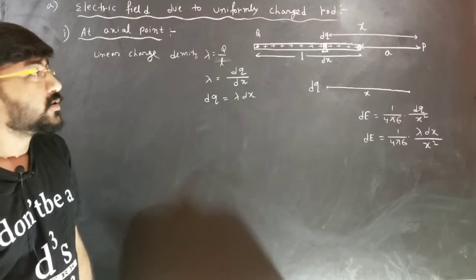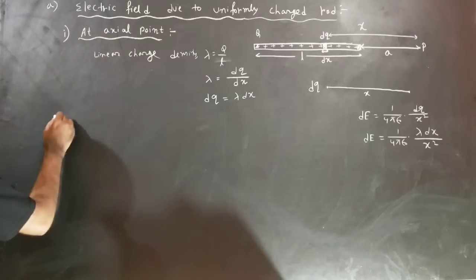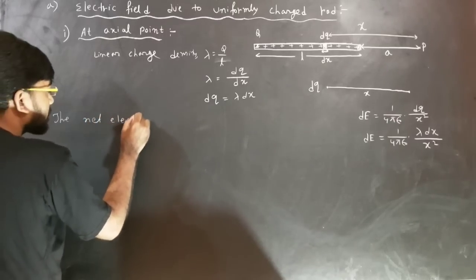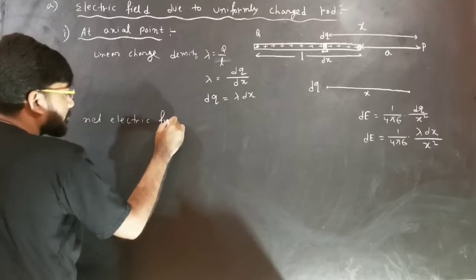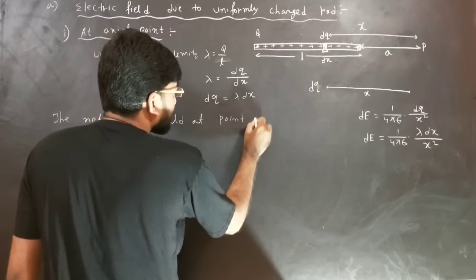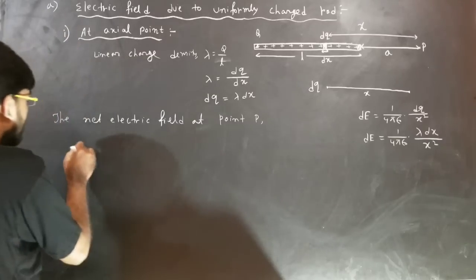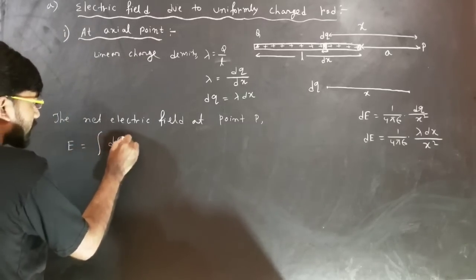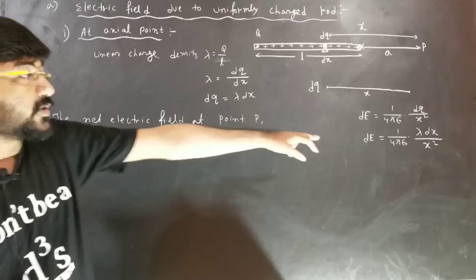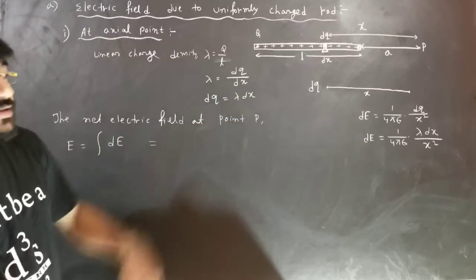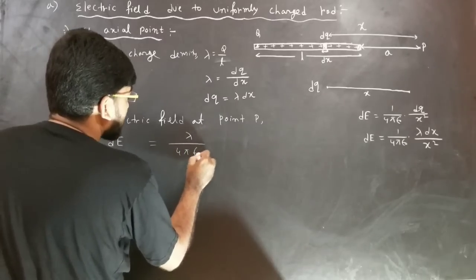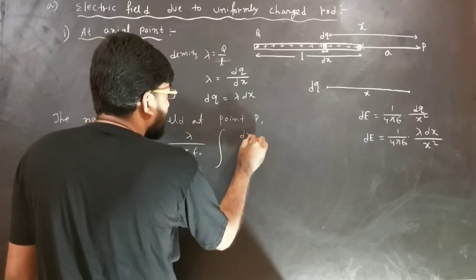expression. So the net electric field at point P will be E, that is the integration of dE, and that will be 1 by 4 pi epsilon naught. We can take common 1 by 4 pi epsilon naught and lambda, because lambda is also constant. This is a uniformly charged distribution. So it will be just lambda upon 4 pi epsilon naught, which is constant, and the integration will be on dx upon x square.